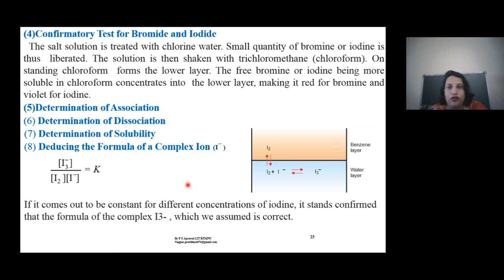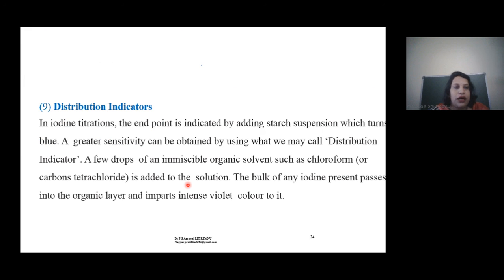We can determine the value of association and dissociation that we already discussed, and solubility, where we have confirmed Henry's law. In the formation of complexes also, we can use this law. Now again, in the distribution indicator, this ratio is used. In iodine titration, the endpoints are indicated by adding starch, which turns blue. So we can use the distribution law. If a few drops of an immiscible organic solvent are added to the solution, the bulk of any iodine passes into the organic layer and imparts an intense violet color to it.